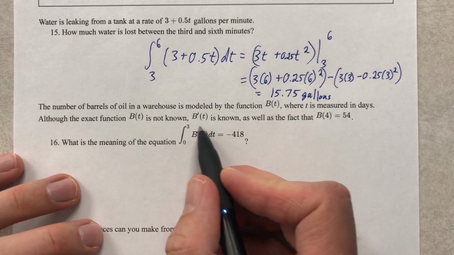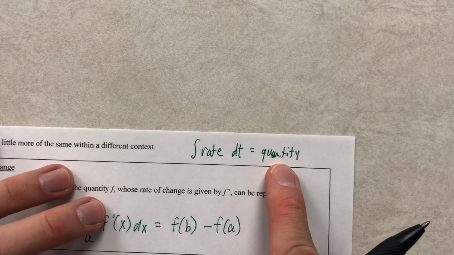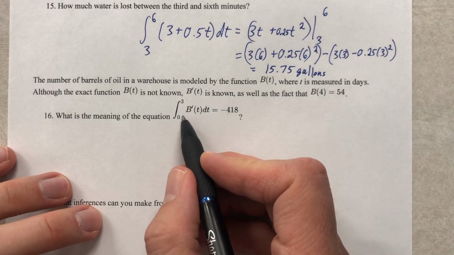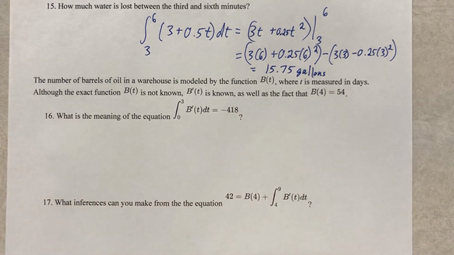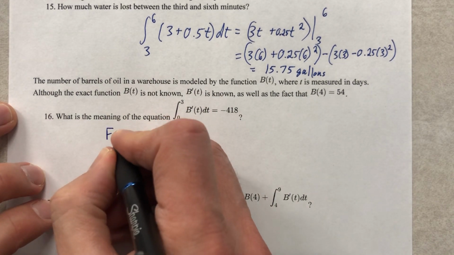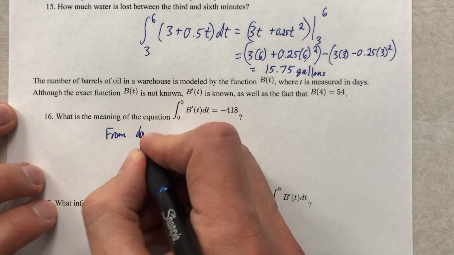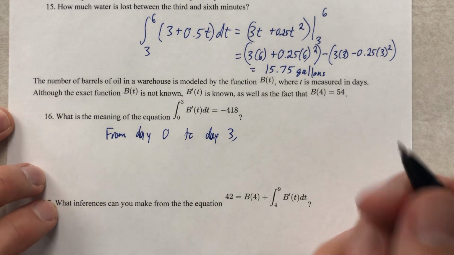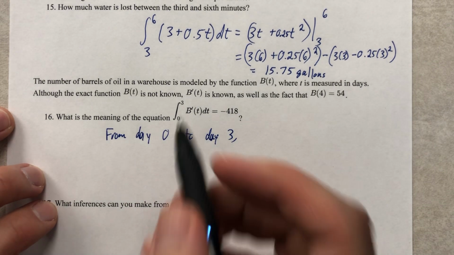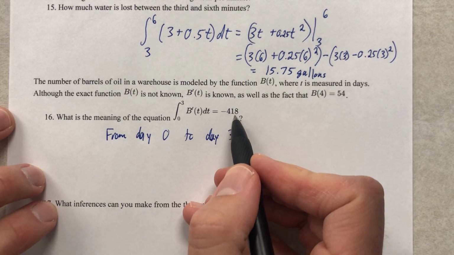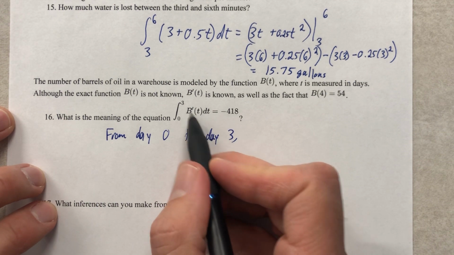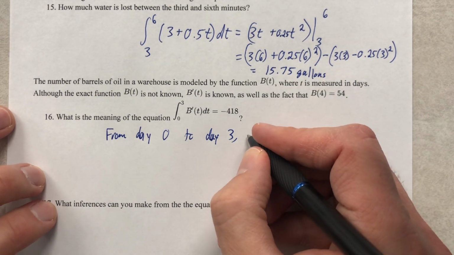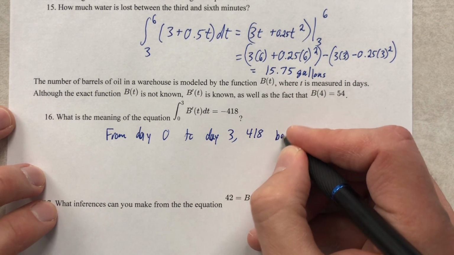What we're going to be doing is finding the integral of a rate. It gives us the quantity. Okay? From 0 to 3 days. Let's just start writing. From day 0 to day 3, and we'll pause and think. The integral of our rate gives us a quantity. The rate of change of the barrels of oil, when integrated, tells us the number of barrels of oil. So 418 barrels of oil.